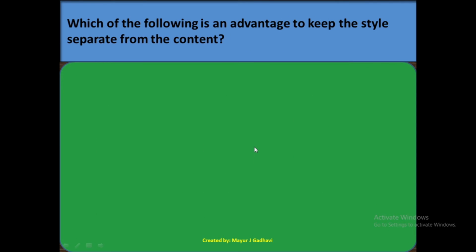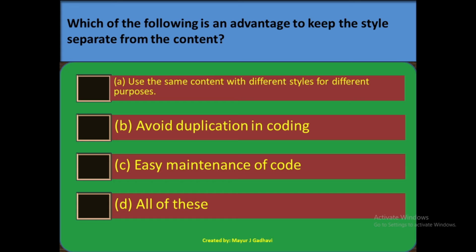Which of the following is an advantage to keep the style separate from the content? The options are A, use the same content with different styles for different purposes. Option B, avoid duplication in coding. Option C, easy maintenance of code. And option D, all of these. Well, the correct answer is all of these. All the options are correct.